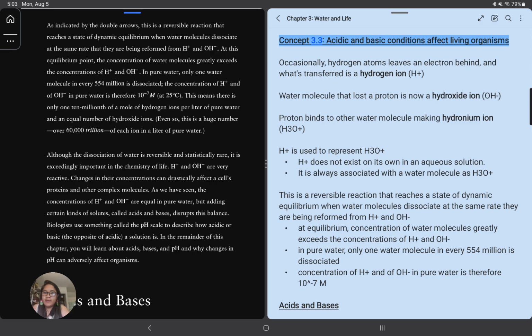The concentration of hydrogen ions and hydroxide ions in pure water is therefore 10 to the -7th molarity at 25 degrees Celsius. This means there is only 1/10,000,000th of a mole of hydrogen ions per liter of pure water, and an equal number of hydroxide ions. Even so, this is a huge number, over 60 trillion of each ion in a liter of pure water.